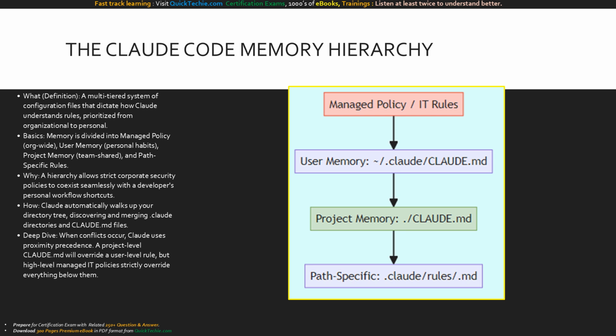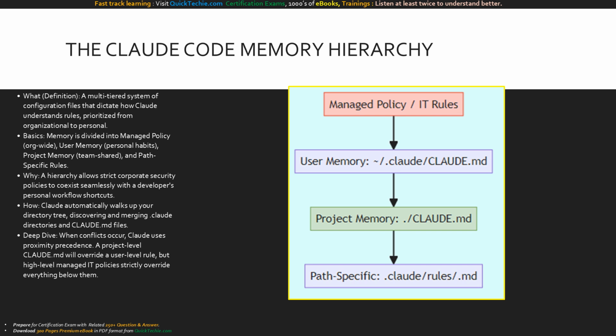How does it work? When you launch Claude Code, it automatically walks up your directory tree, hunting for .claude folders and merging the context. If there is a conflict, the rule closest to your working directory wins, ensuring highly relevant context always takes precedence.